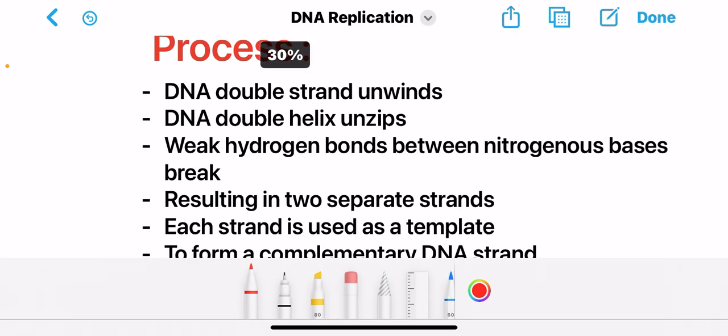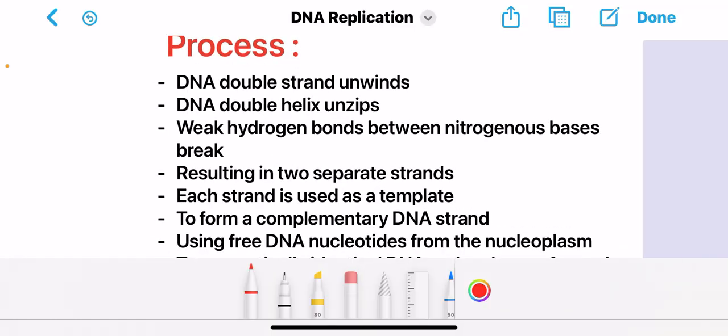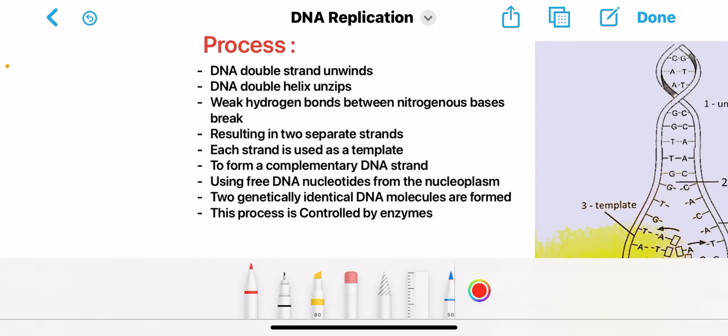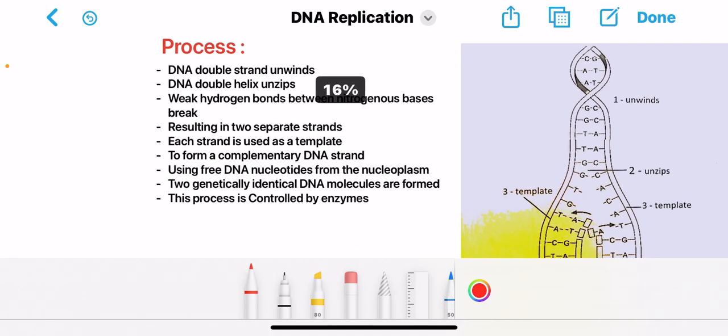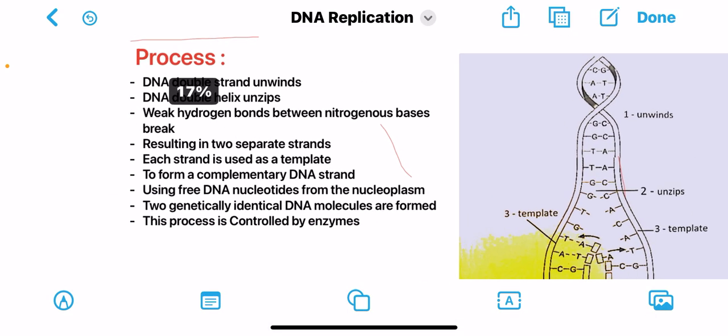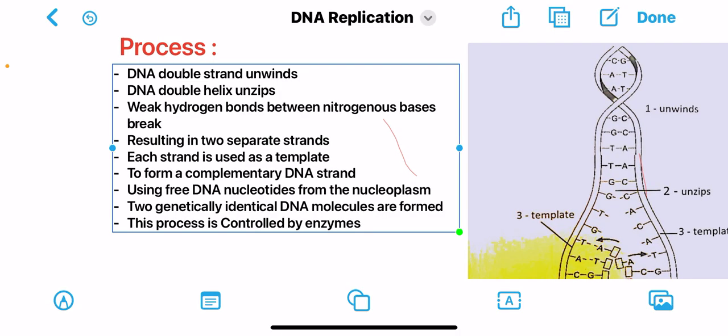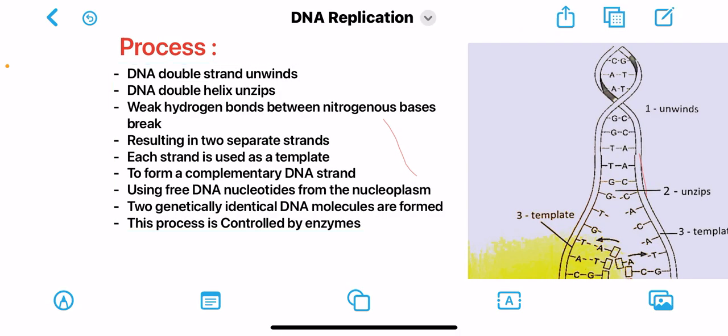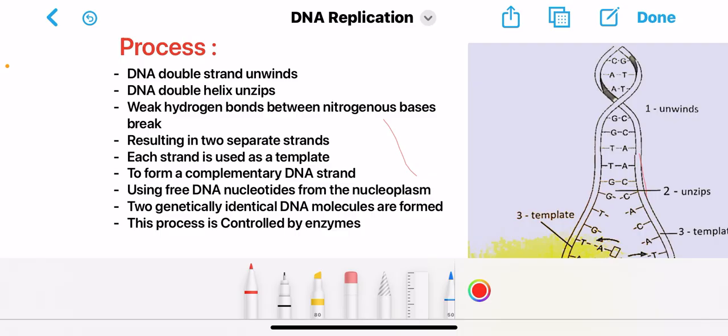Now, we have the process of DNA replication. They give it 5 marks, 6 marks, or 7 marks. They're going to ask you in the question paper to describe the process, so you must know this process by heart.